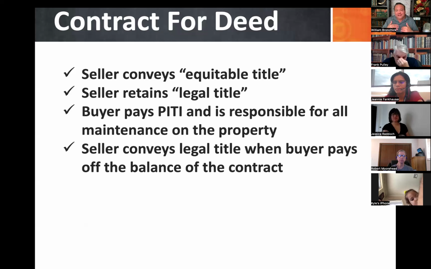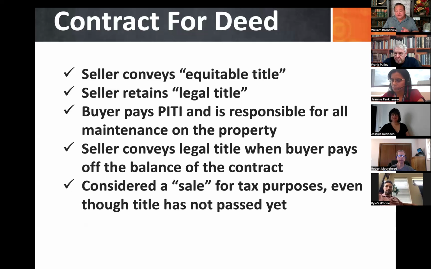The seller will convey legal title under a contract for deed when the buyer pays off the balance of the contract. So it's like a car situation where when you buy a car with financing, you don't get the title. The bank holds the title, the lender, until you pay it off, and you get that title. Now, real estate title is a little different. It's not like a document that means anything like a car title, but similarly, the seller will convey by a deed the property from seller to buyer when the contract is satisfied. And that could be done when the buyer refinances, sells the property, or otherwise pays off the balance that is owed to the seller.